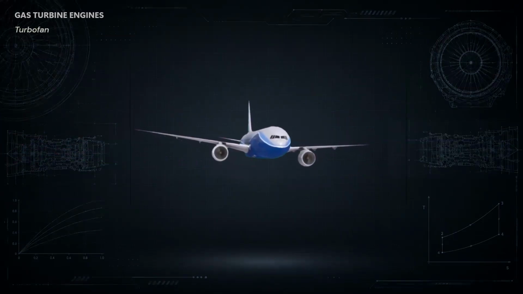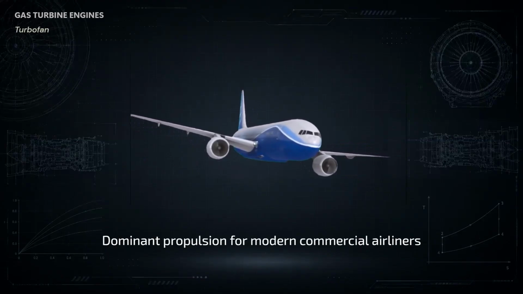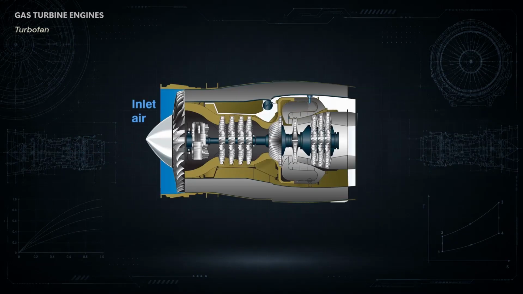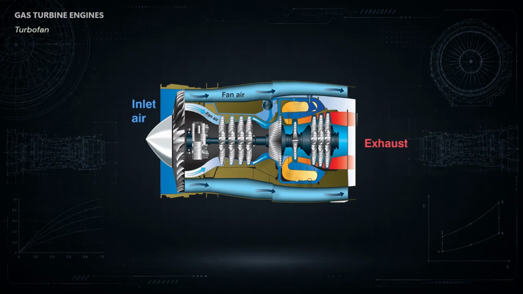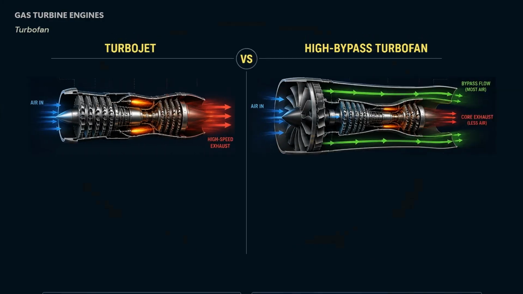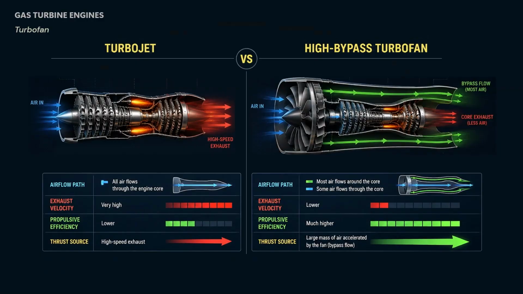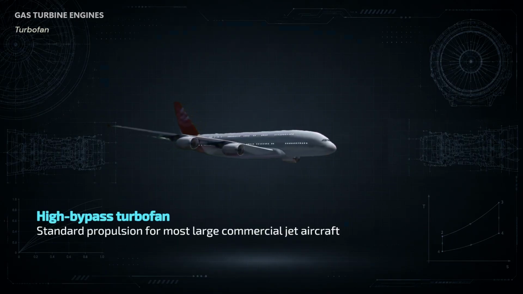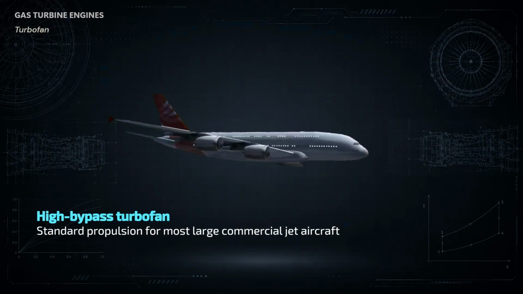The turbofan is the dominant engine type for modern commercial jet aircraft. A turbofan adds a large fan to the front of the gas turbine engine. Some of the incoming air passes through the engine core, while another portion flows around the core through the bypass duct. The fan accelerates a large mass of air, producing a significant portion of the engine's thrust. This allows modern turbofans to achieve much better propulsive efficiency than early turbojets, particularly at the speeds used by commercial airliners. High-bypass turbofans are now the standard propulsion system for most large commercial jet aircraft.